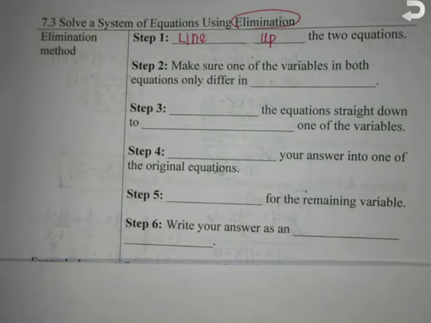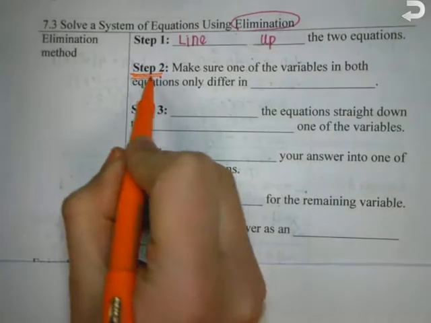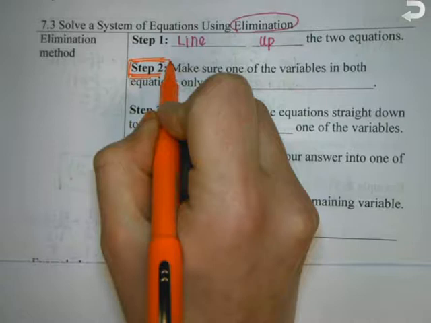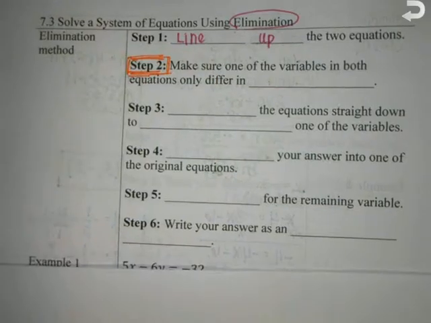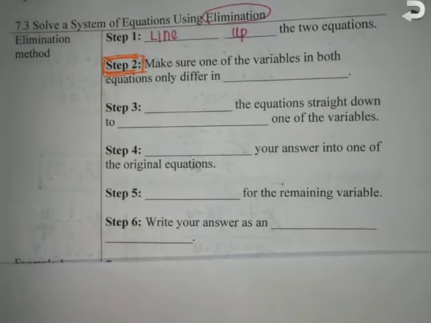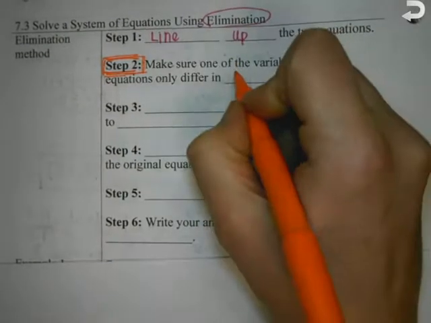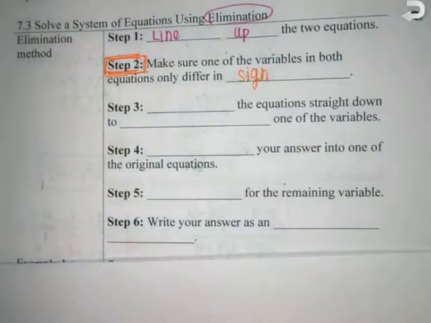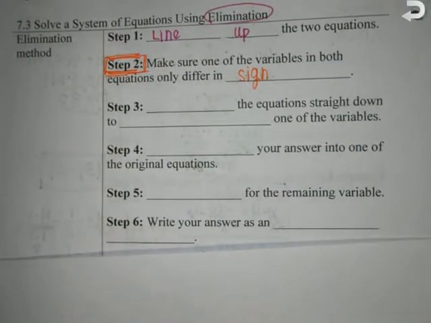And then the most important part of the elimination method probably is step 2. So I'm going to underbox it. Okay, most important part. Make sure that one of the variables in both equations, so you either need to pick x's or y's, differ only in sign. So we want one to be positive and we want one to be negative. The coefficient needs to be the same. So if you have a 2x in one equation, the second better be a negative 2x. Okay? So we're going to need to make sure that the signs are different, but the coefficients are the same.